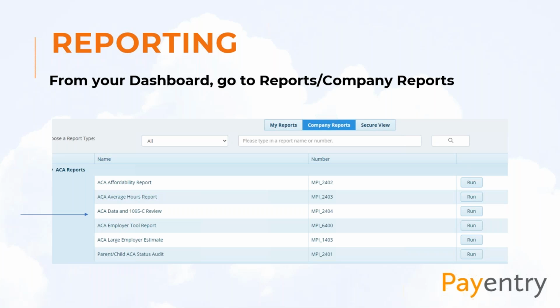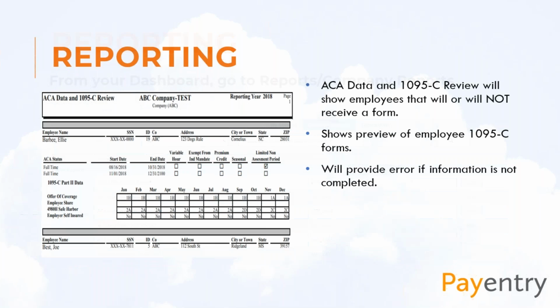And on reporting, from your dashboard, you would go to Reports and over to Company Reports. The third one down is the ACA Data and 1095-C Review. If you want to see who is going to get a 1095-C and who isn't right now, run that report. All you do is click on Run. This report will show employees that will or will not receive a form. It actually shows you a preview of their form and what codes are on their form. And it will show you that they will not get the 1095-C, or it will say error if something is wrong.